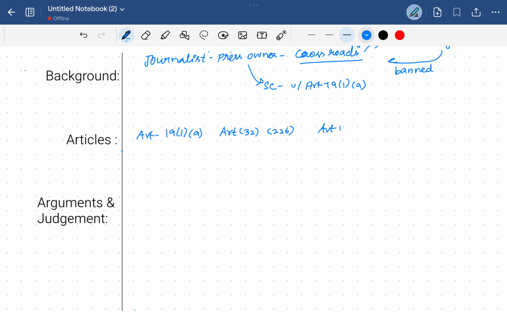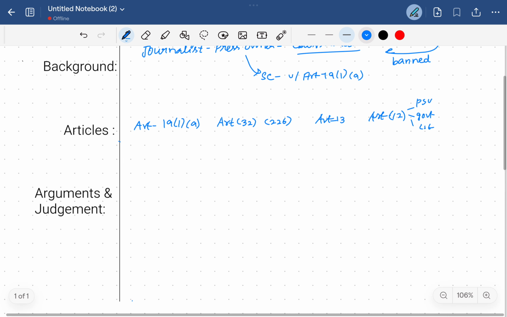Then Article 13, under which the Supreme Court takes action against legislative actions under judicial review. Then Article 12, which deals with the state, what composes the state and what are the bodies which can be considered a state. For example, the PSUs or any government organizations, even the local self governments, or even any governments. These are the four articles which are dealt with in this.